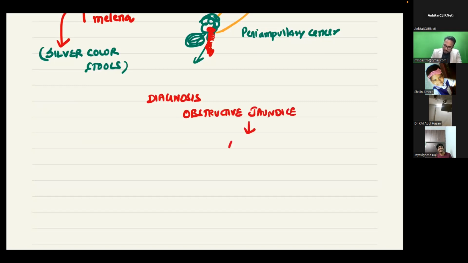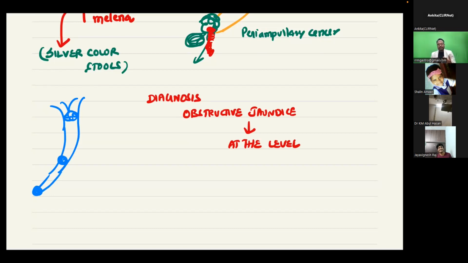Obstruction at the level of dash. Where is the obstruction? There are multiple levels. You know very well, the level of the common hepatic duct, common bile duct, or periampullary, like that you should tell. So at the level of dash, due to dash. This is what you should tell. So you should know what is the reason for this.